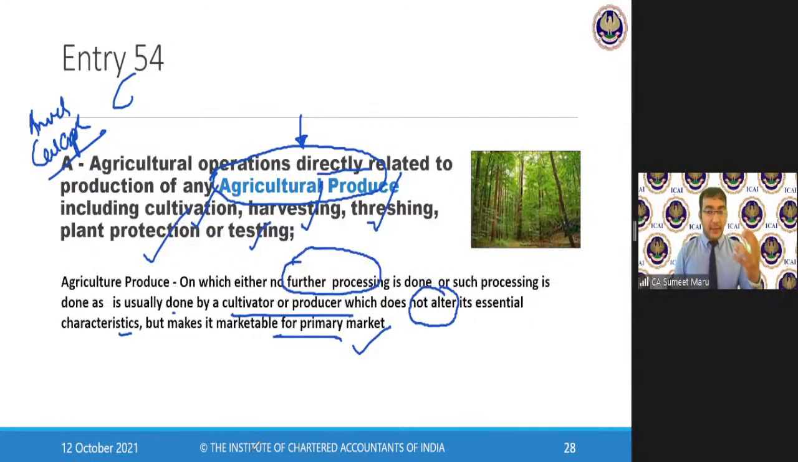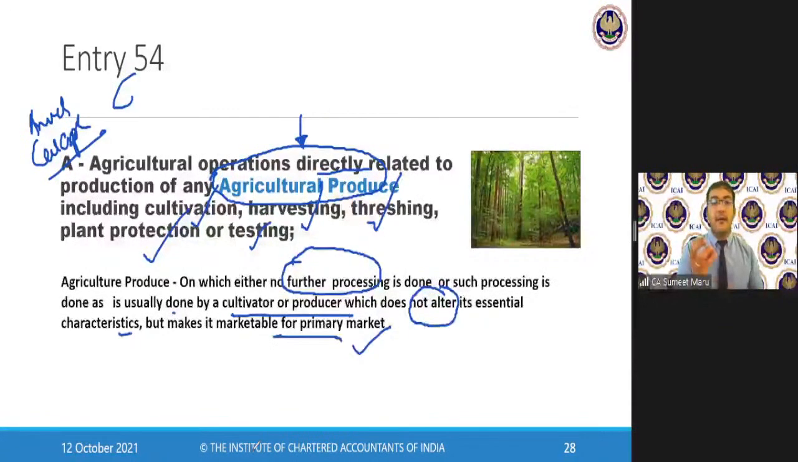So when they are saying agriculture produce, the first thing they have said is that nothing should be done over the general producing. For the processing, nothing should be done. But still, if it is compulsory to do that, then it should be done by the cultivator or the producer himself. Then we will say that particular produce is agriculture produce here. Don't worry, we are going to see an example here.